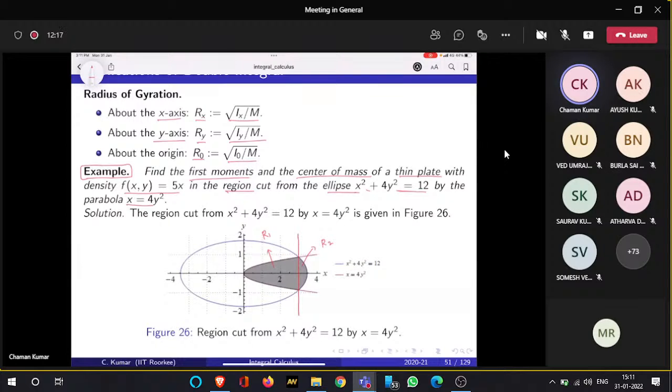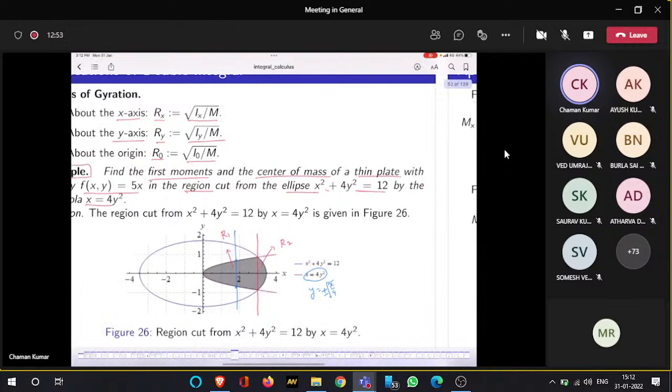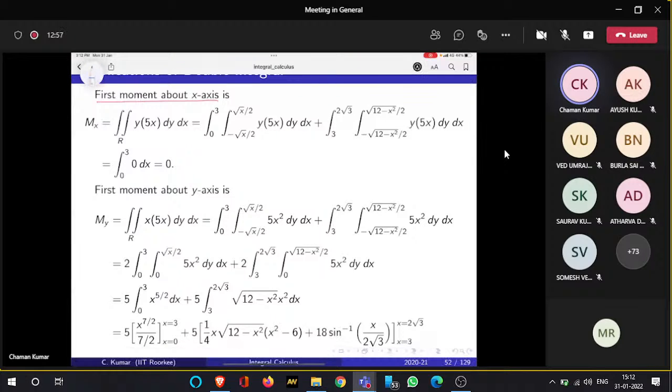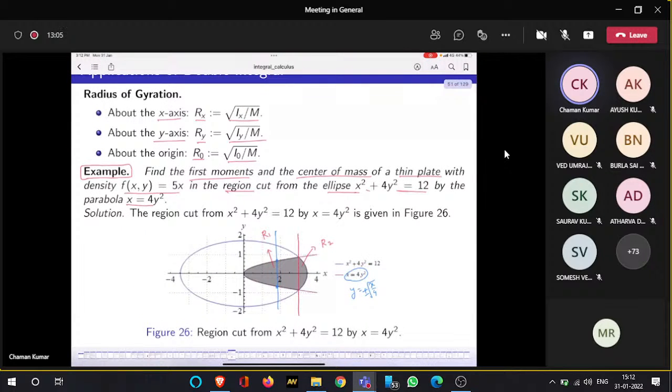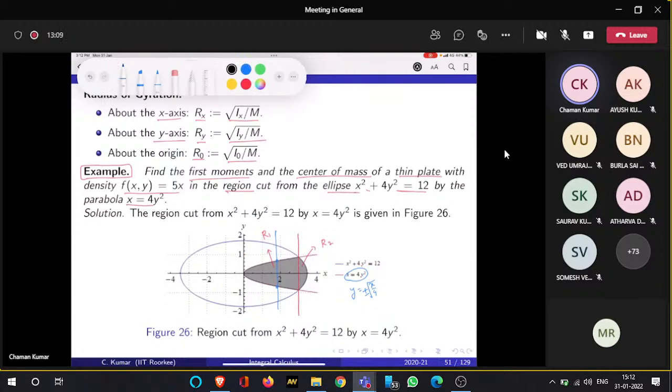We call this left part R1 and the right part R2. So when you draw a line parallel to the x-axis in the region R1, the entry point and the exit point you can identify by solving the parabola. So this gives you the range of y. And then you take this to the right hand side and to the left hand side.